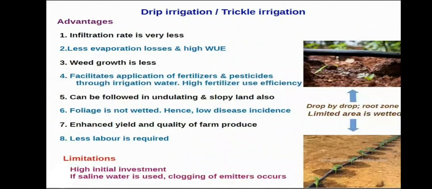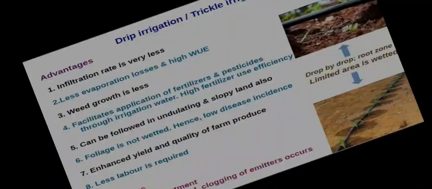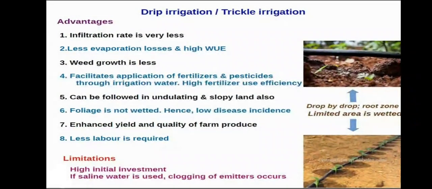Limitations: a high initial investment. When we start this, we need a high initial investment. If saline water is used, then clogging of emitters occurs. Also, drop by drop, only the root zone, a limited area, is wetted, as shown in the pictures.